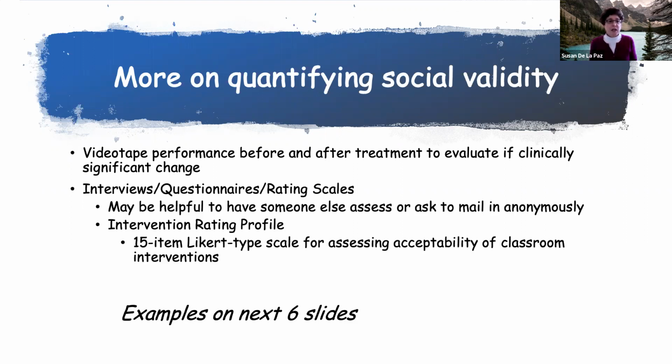Other ways would be whole sets of interviews, questionnaires, or rating scales. So whether or not you can ask other people to go in for you and do the interview, or if people could mail in anonymously, that would help with bias, because clearly if you're the one who provided the intervention and you ask kids, they may just be wanting to please you and end the interview or something like that.